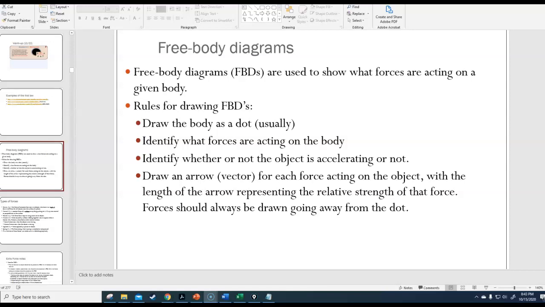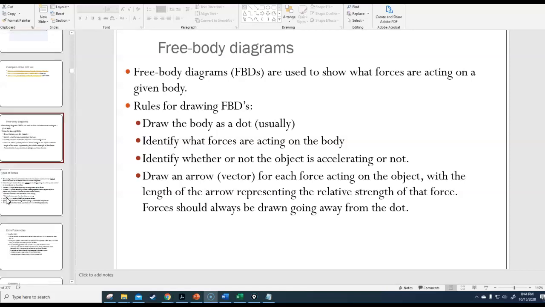Okay, and then to actually draw the free body diagram, you're basically going to draw an arrow for each force acting on the object. Remember, a force is a vector, and we draw vectors as arrows. So you draw an arrow for each force, with the length of the arrow representing the relative strength of that force. Always make sure you draw the arrows going away from the dot.